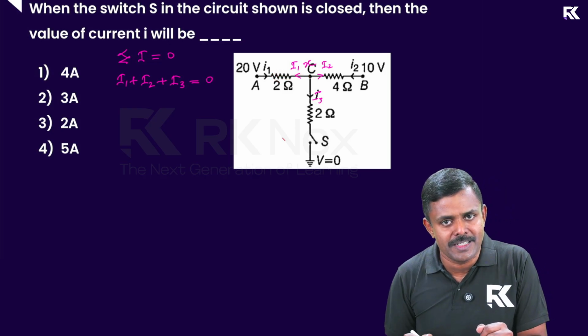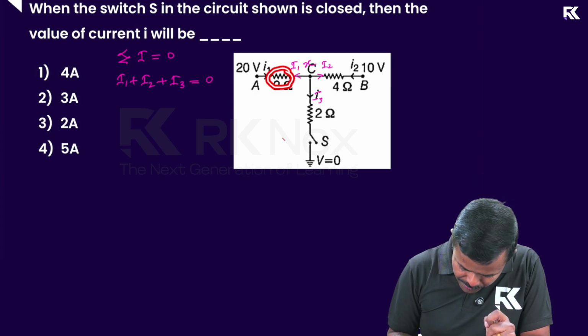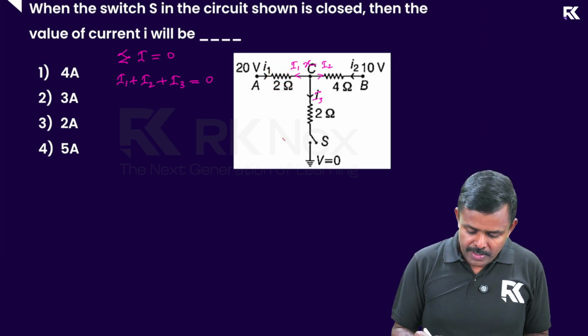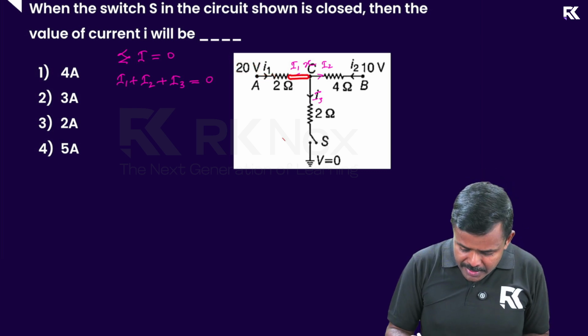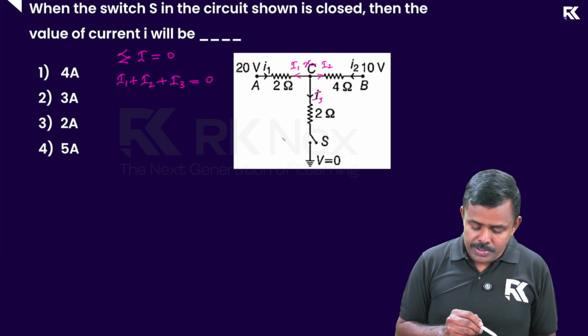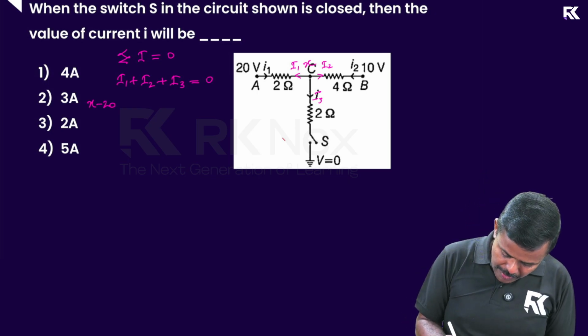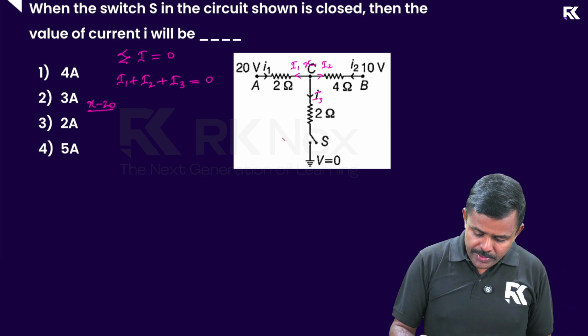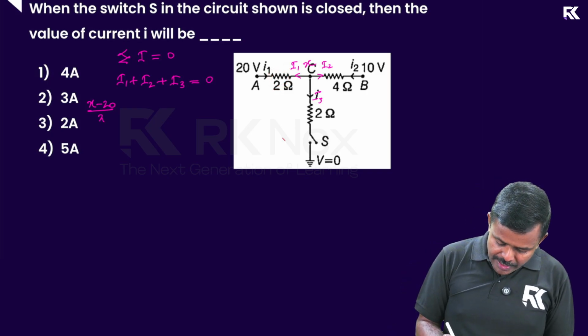Voltage divided by resistance, or potential difference divided by resistance. For this resistor, what is the potential difference? The left end is connected at 20, the right end is connected to X. So the potential difference must be X minus 20. X minus 20 divided by the resistance, which is 2 ohms, right? I got the first current here.